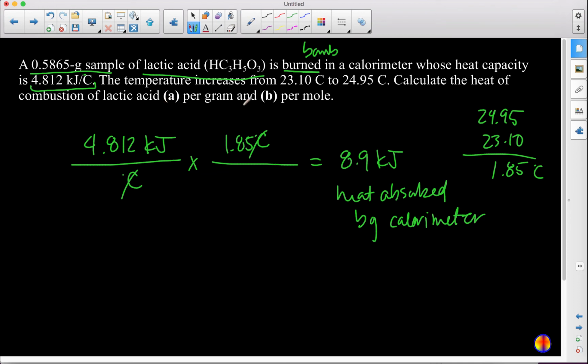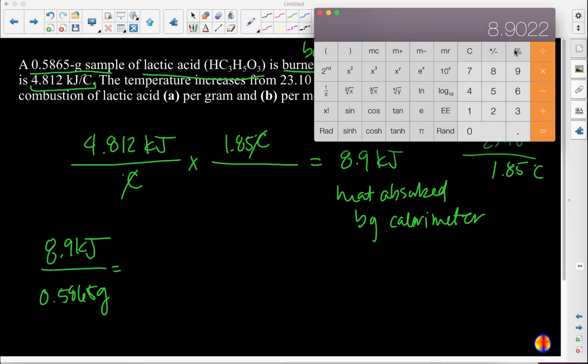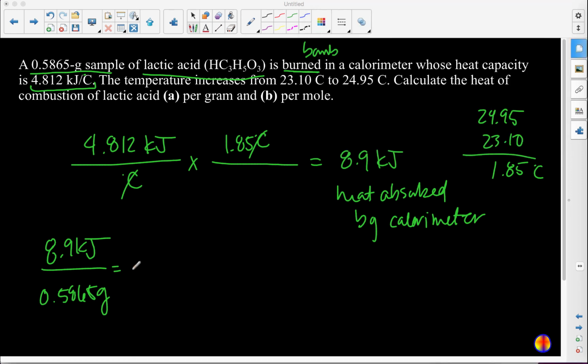So if we want to make it per gram, we're just going to take my 8.9 kilojoules and tie it to my grams. So 0.5865 grams of my lactic acid. And then obviously you're not going to leave it like that. You're going to take that and divide it by 0.5865, which is going to give us our 15.2 kilojoules per gram of my lactic acid. If we want to turn it into per mole, we would have our 8.9 kilojoules.